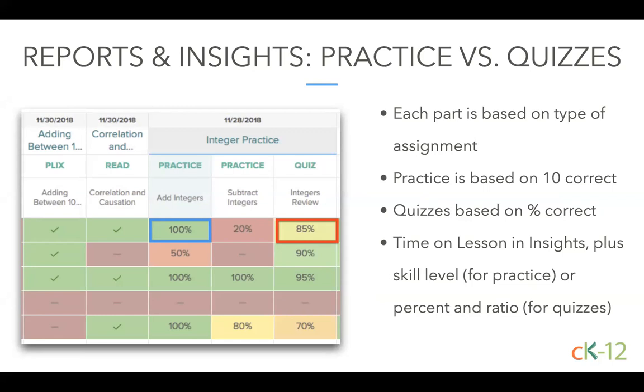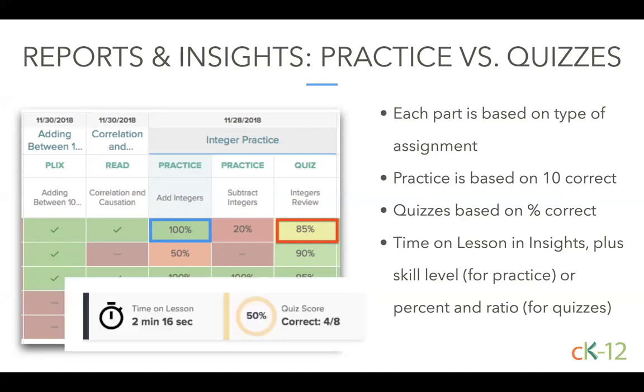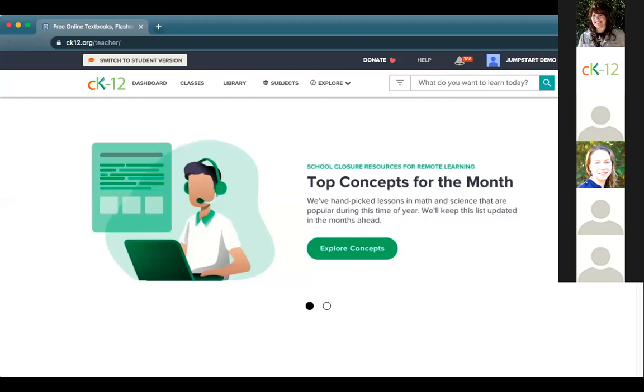For quizzes attached to 2.0 lessons, you can also see information under the lesson insights from within a 2.0 lesson. Now, while practice gives you the time spent on the lesson, like it does for a quiz, and the skill level, quizzes give you the time on the lesson and the percent score for that quiz. So I think with that, I'm going to jump back into live and show you what this looks like on our site.